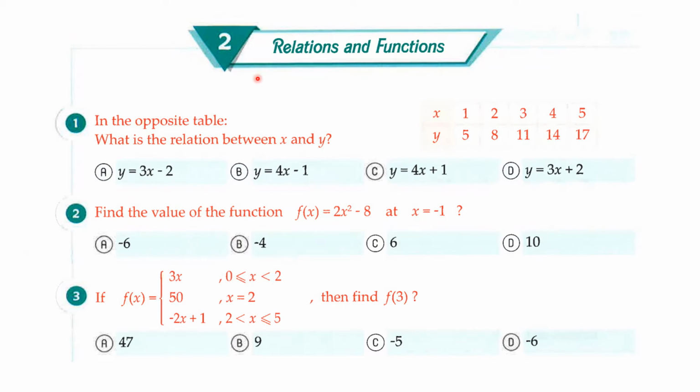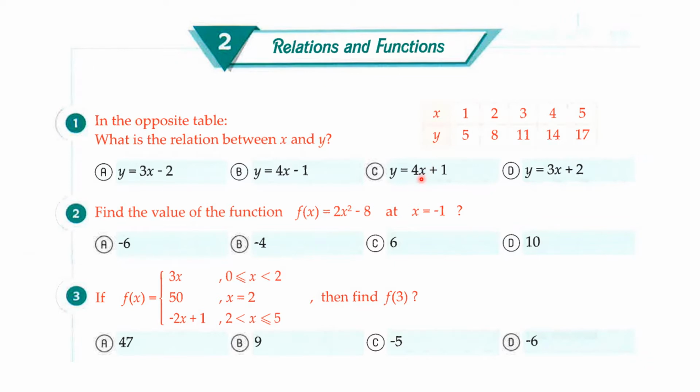So these questions, or this part, is about relations and functions. The first question says, in the opposite table, what is the relation between x and y? What do I do in this question? In this question, quickly substitute 1 in the equations. Maybe start with C. Don't always start with A and B. Start with C, for example.